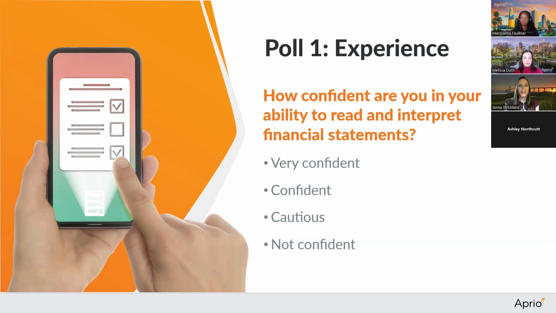We're getting a range here. It's almost a third, a third, a third. Some people are feeling very confident, some are just confident, some are cautious, and we have a few people that are not confident at all. We're happy you're here today because we're hoping you're going to increase these confidence levels throughout the course of the presentation. Right now, most people are feeling confident, but hopefully we will still teach you something today. We have a couple more folks to go, so we'll wait a second and see if we get a few more answers.